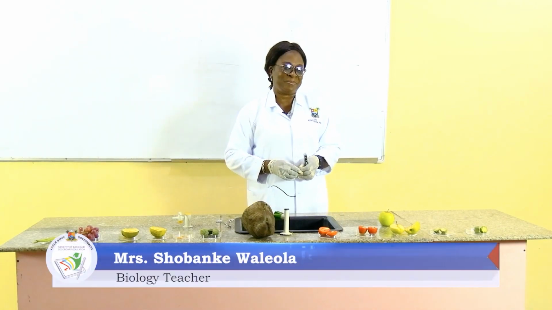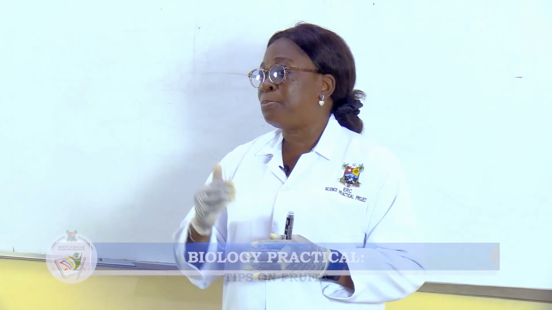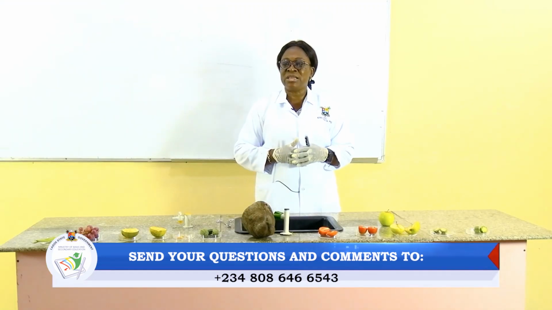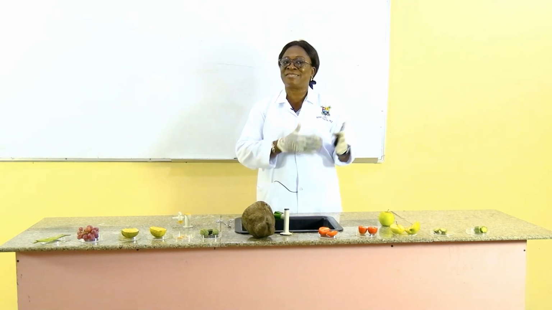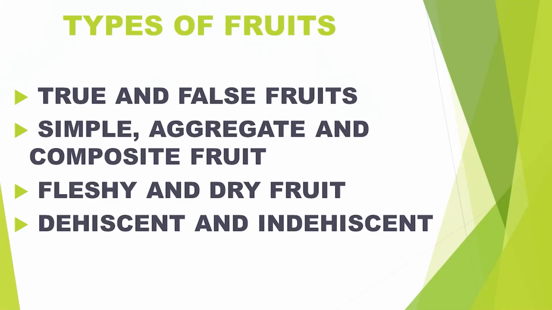Types of fruits. We have typically 3 types of fruits. If we want to follow the process of classification of fruits, the first type are the true and false fruits. We have a true fruit and we have false fruits. Secondly, fruits can also be classified as simple, aggregates, and composites. Thirdly, fruits can be classified as either fleshy or dry fruits.